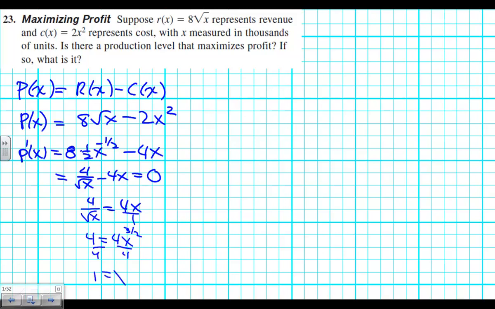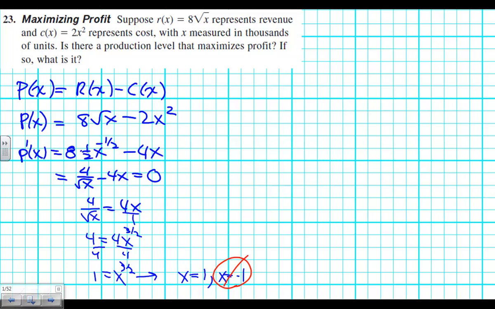I get 1 is equal to x to the 3/2, and that leads to the conclusion that x is either equal to 1 or x is equal to negative 1. And since I can't produce negative 1,000 units of whatever I'm doing, we're going to say that this answer is extraneous and doesn't make any sense. And it looks to me like there's a level of 1,000 in which there is a first derivative that's equal to 0.